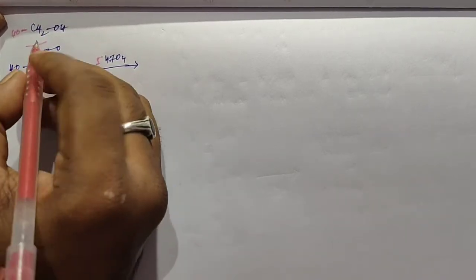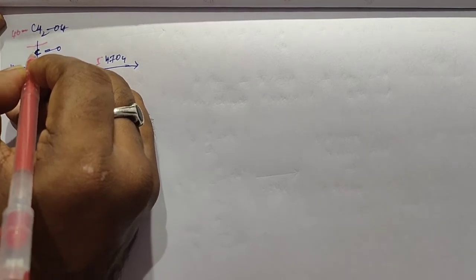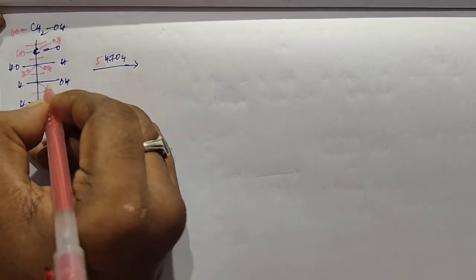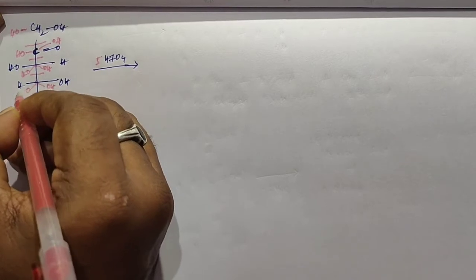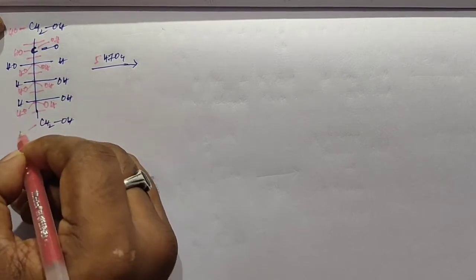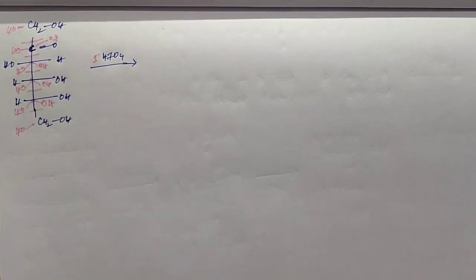This carbon can lose two valencies, so we need to add two OH groups. For this carbon, two valencies, two OH groups. For this carbon, two OH groups. For this carbon, two OH groups. For this carbon, one OH group. Okay, so this is the way of adding OH groups.